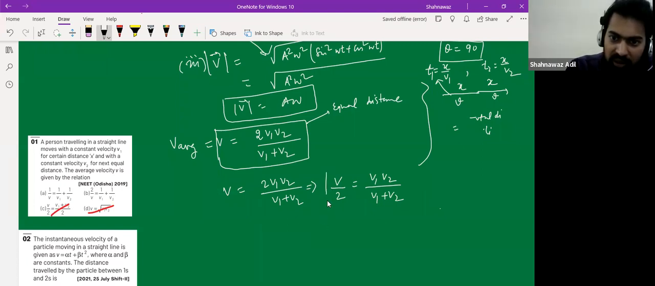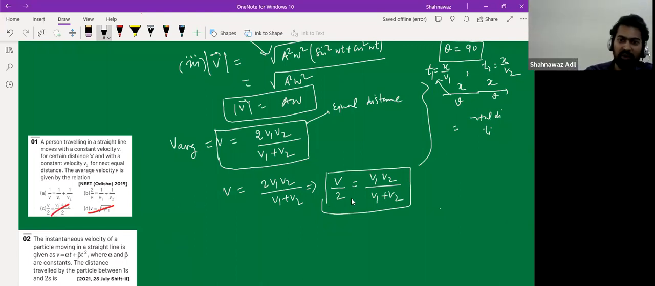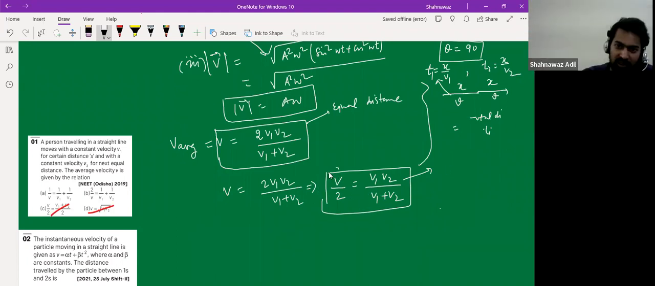Okay. Understood? Yes, sir. And this is not matching with the option. So what will we have to do here? We will take what? Can anybody tell me? We will take what? To match the option. The second one? We take the reciprocal of these two terms, right? We invert these two terms. Okay. Is that right?